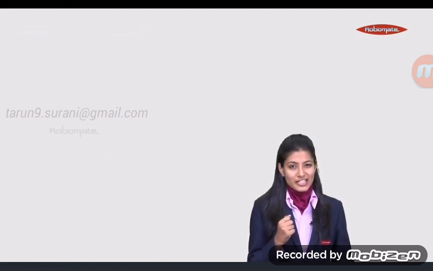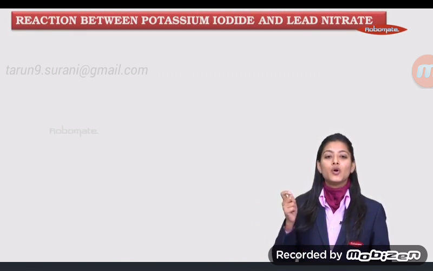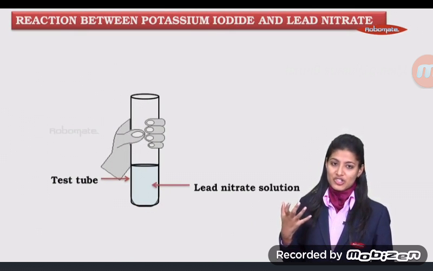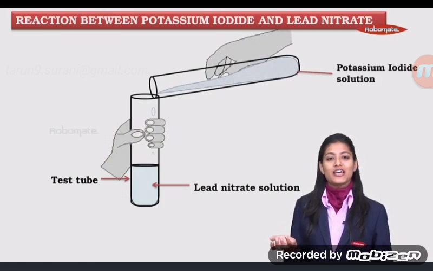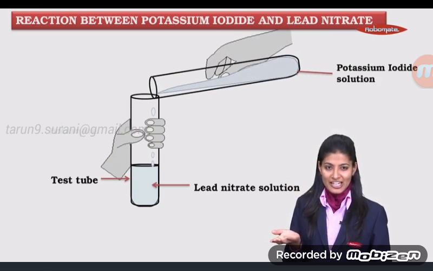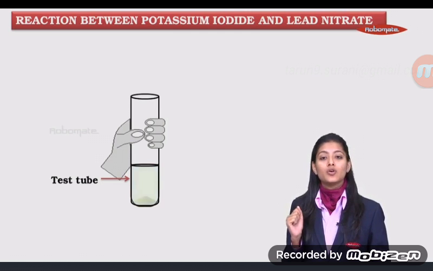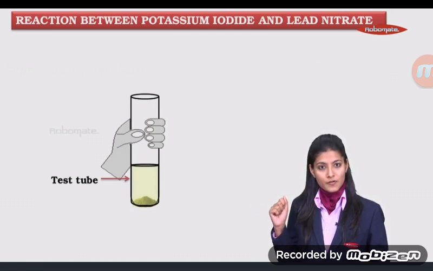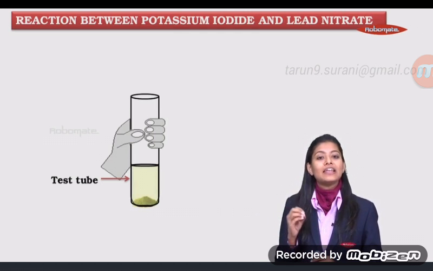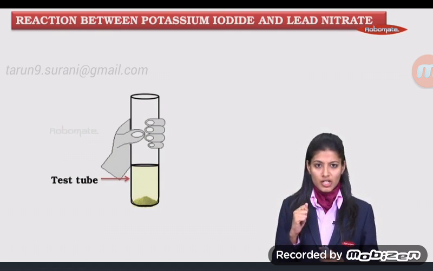Let us consider one more example, that is the reaction of potassium iodide with lead nitrate. For this, we take a test tube with lead nitrate solution, and to that solution we add potassium iodide. And what happens when you add potassium iodide to lead nitrate? There is some change taking place, and that change, as you can see, is the change of color. Potassium iodide and lead nitrate solutions are both colorless, and that led to formation of a yellow colored solution.